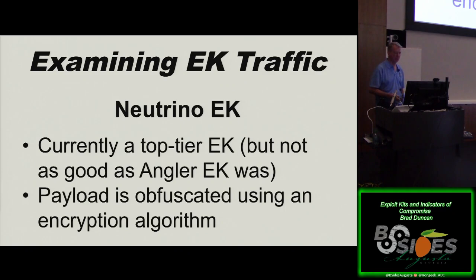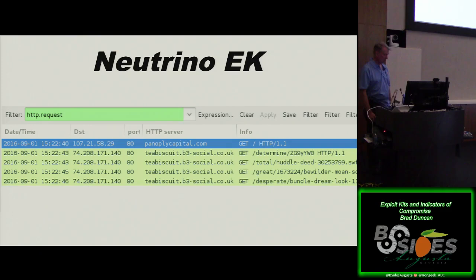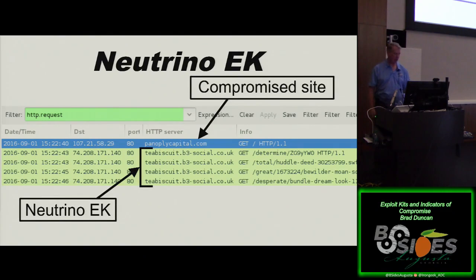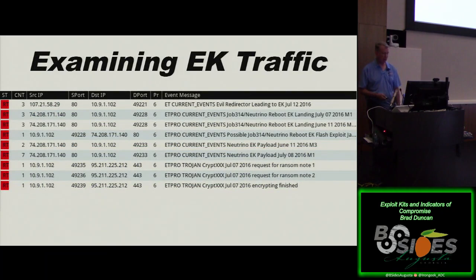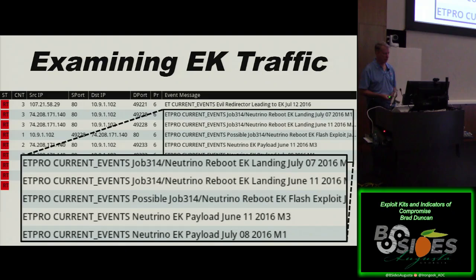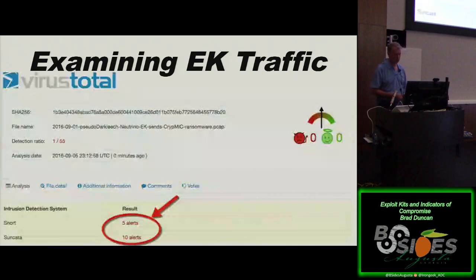So, opening a PCAP of traffic with Neutrino exploit kit. See the compromised website, Neutrino exploit kit. In this case, I've been calling it the pseudo Darkleech campaign. If I run it in Security Onion using the Emerging Threats Pro rule set, we'll see plenty of alerts that show that this is Neutrino exploit kit. And once again, I can submit it to VirusTotal and see the alerts there, if I don't have access to Security Onion or some other IDS and SIEM combination.